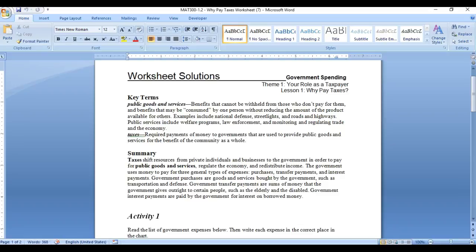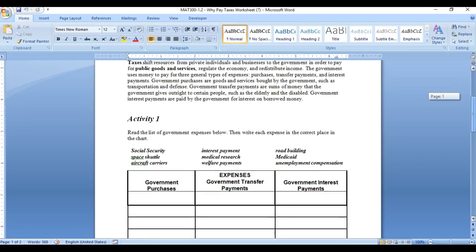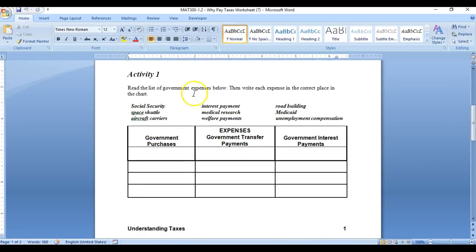This video will be about Activity 221 in Financial Math. So Activity 221 is this worksheet, and the worksheet starts with just some general information. This summary is especially good to read because it tells you what it means by purchases, transfer payments, and interest payments. So you'll read all that information, and then you're going to do this chart.